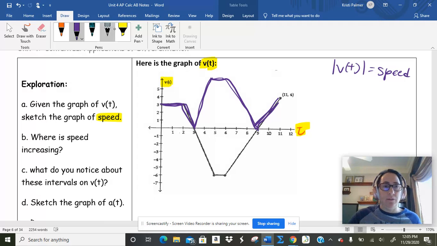So where is speed increasing? Speed is increasing here and here. So for part B, speed is increasing from 3 to 4 and from 9 to 11.